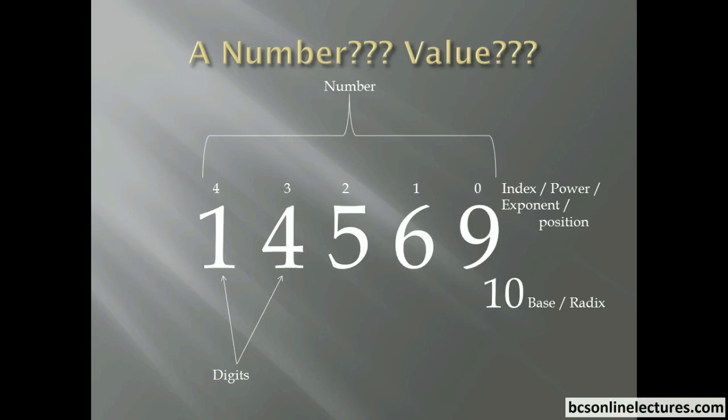What is the position of the digit 9? Position is 0. What is the position of digit 5? The position is 2. What is the position of digit 1? The position is 4. This position has other names. We call it position, we call it index, we call it exponent. Sometimes when we express the position with the base, we call it power. But position itself we don't call power; position when expressed with the base, we call it power. So the most common term used in textbooks is exponent.